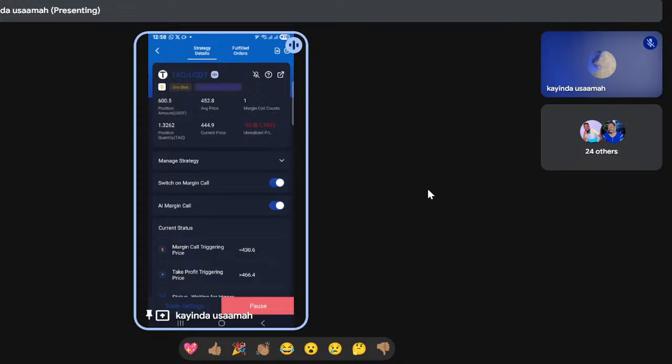Margin call count is the number of buys the robot has done since it bought this coin in the first place. When you enter the coin, that entry is called the first buying amount. When the robot buys the first buying amount, the moment the coin goes down, depending on the settings, the robot starts to buy again. That's what we call margin calls. Now the robot is telling you how many times it has bought.